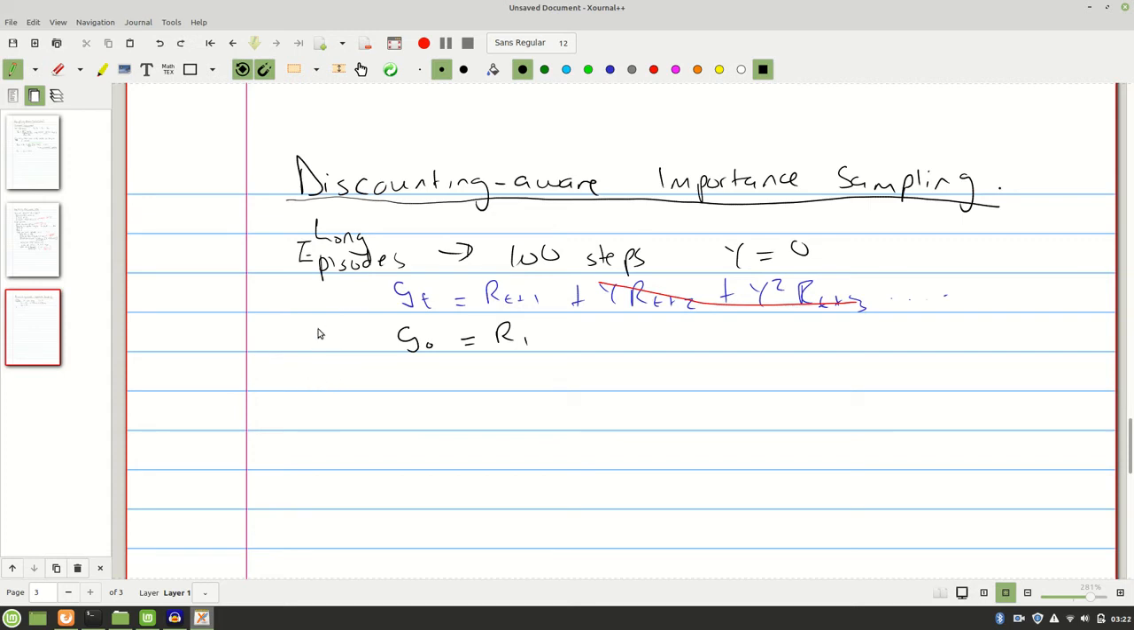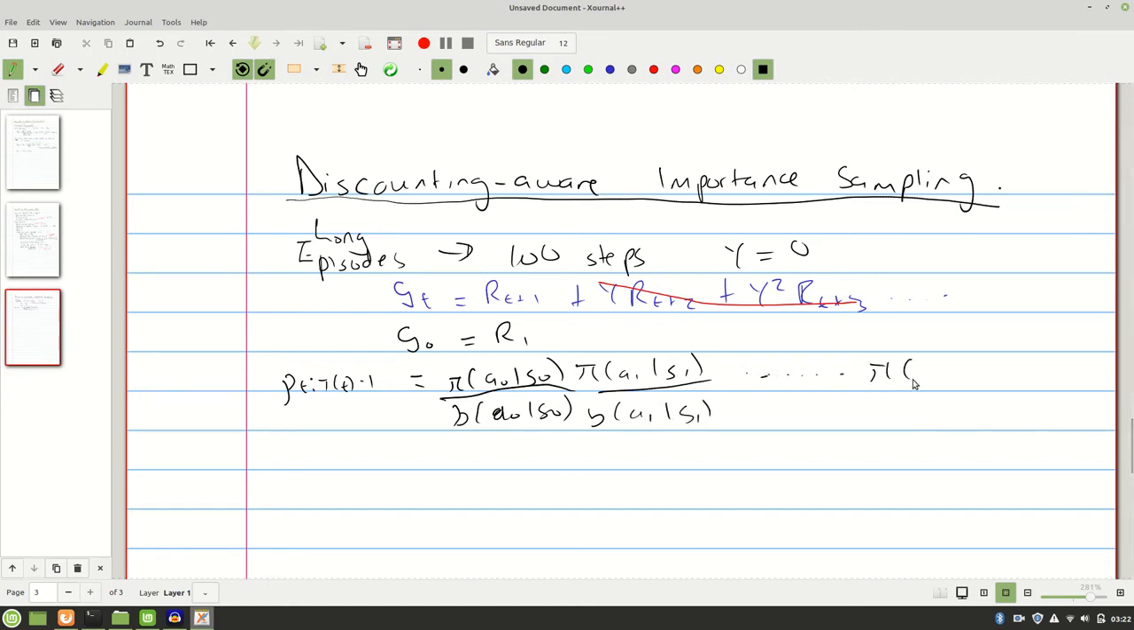When we're talking about our importance sampling ratio, from t up to T minus 1, this will be pi(A0 given S0) divided by b(A0 given S0), multiplied by pi(A1 given S1) divided by b(A1 given S1), and so on up to pi(A99 given S99), since we have 99 steps, divided by b(A99 given S99). I should have used a capital A, but anyway, you get the idea. So this is our multiplication product.